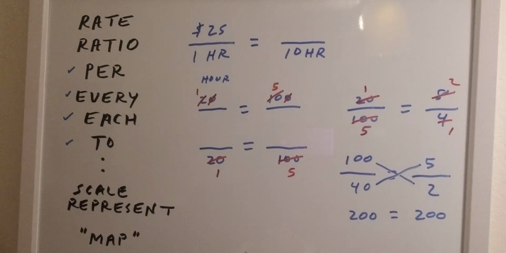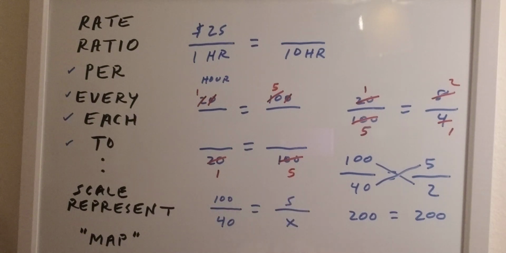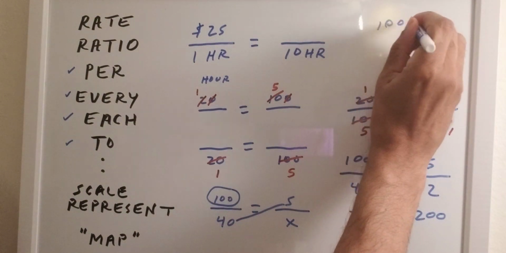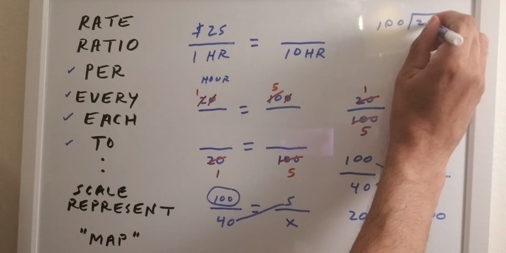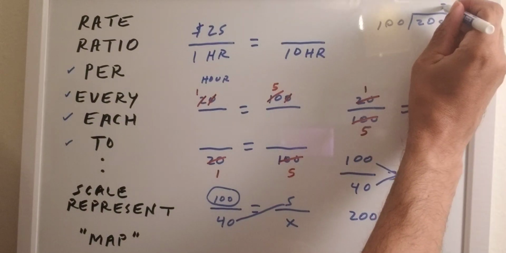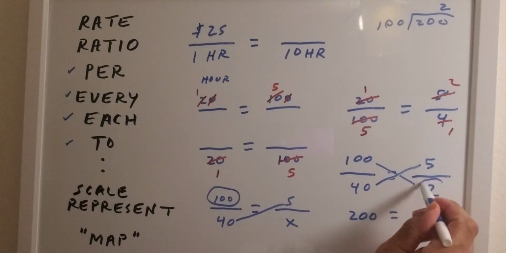Here's an example with an unknown to complete the process of solving. You have the 100 and the 40, you have the 5 and the unknown. Cross multiply to equal 200. We divide by the final value. That would give us 200 divided by the leftover value 100. The result is 2, which we expected from over here.